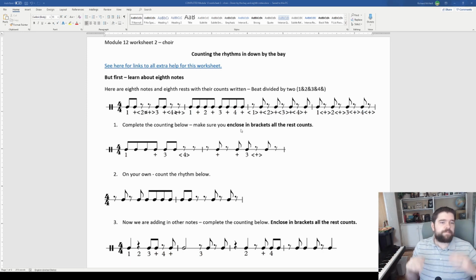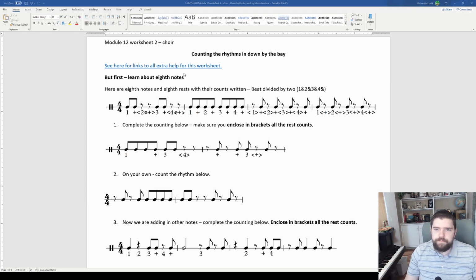All right, so let's take a look at these eighth notes and eighth rests. What do they mean? What do they look like? How can we write them? There's lots of different ways to write them. And then we will take a look at how you start to count them.